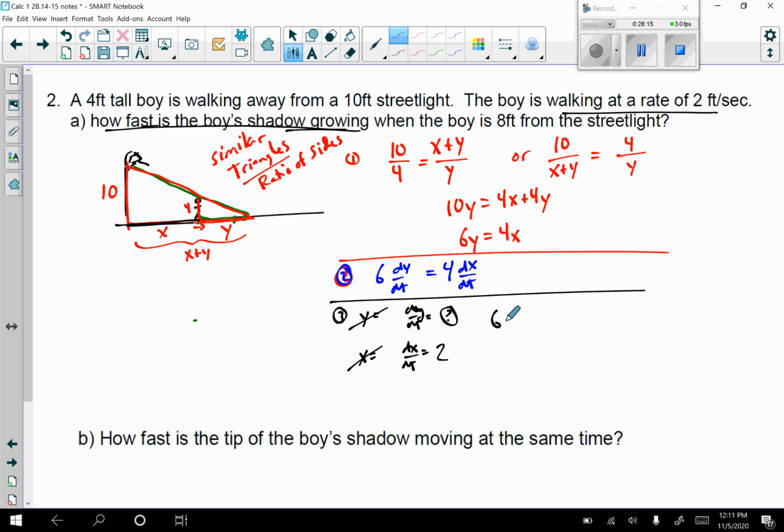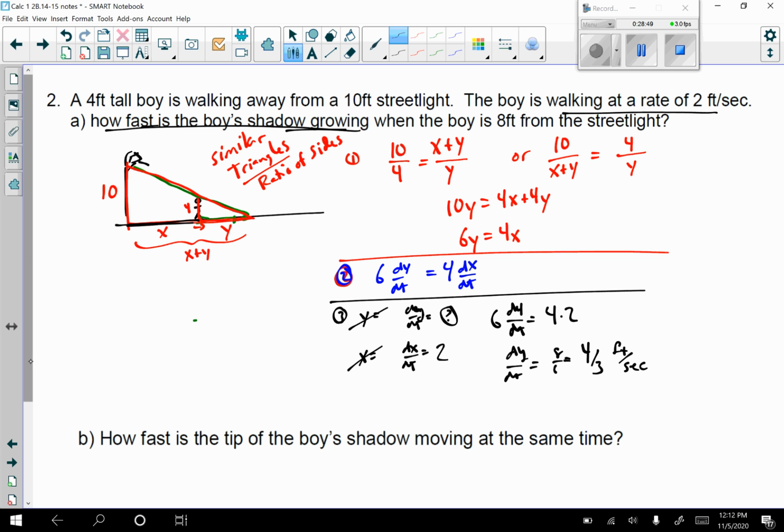So 6 dy/dt equals 4 times 2. So dy/dt equals 8 divided by 6 equals 4/3, 1.3 repeating if you want, and y is measured in feet, and seconds is the unit. So 4/3 feet per second is how fast his shadow is getting longer from his feet to the tip. Okay, that's the first. And then they ask us a second question.